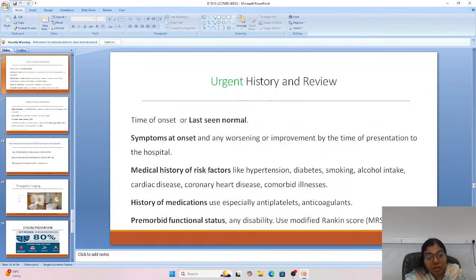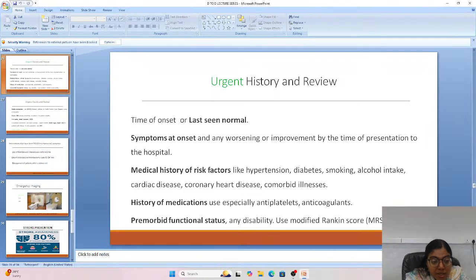Now, what is the urgent history and review we need to take in a patient with stroke? We need to look at the time of onset. We need to ask when the patient was last seen. Then we need to ask about the symptoms at onset, and whether there is any worsening or improvement by the time the patient is presenting to the hospital.